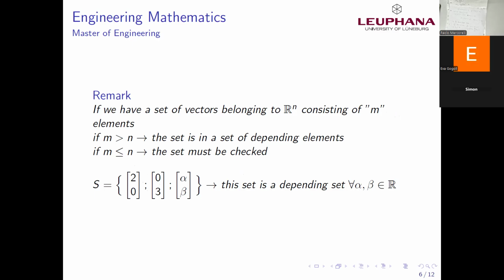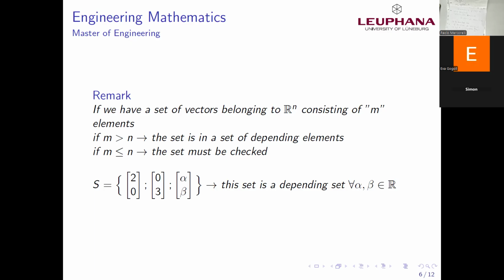Very important, I didn't clarify this point here. Each set of vectors makes sense as a set if the dimension is the same for all vectors. I cannot include in a set, I can, but it has no meaning, a vector with 2 components, a vector with 3 components, and a vector with 100 components. We speak about a set of vectors.